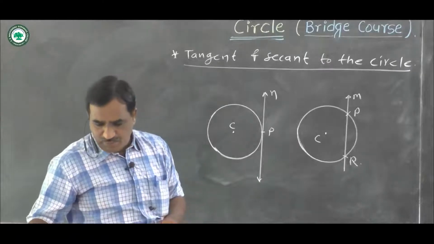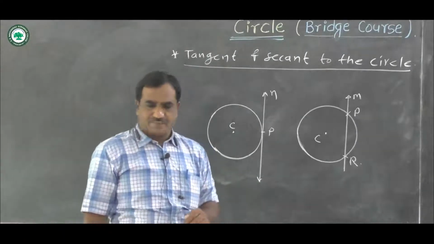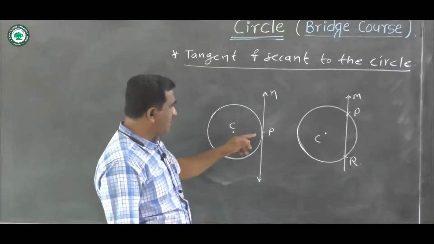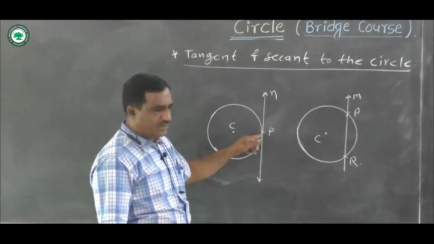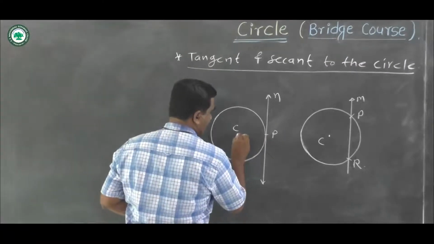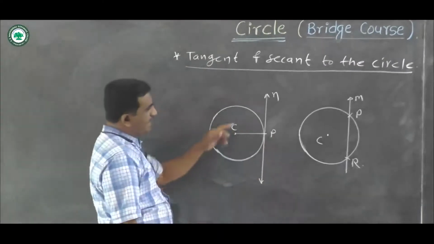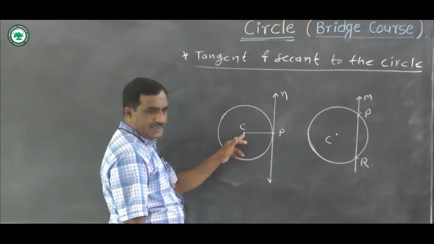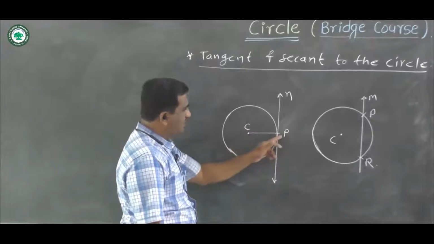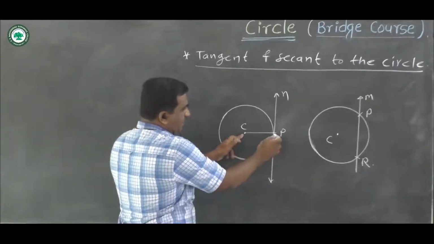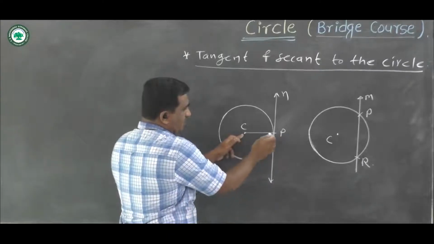Now there is one property: a tangent at any point of a circle is perpendicular to the radius of the circle. This is the radius CP, and this tangent line N is perpendicular to the radius CP.